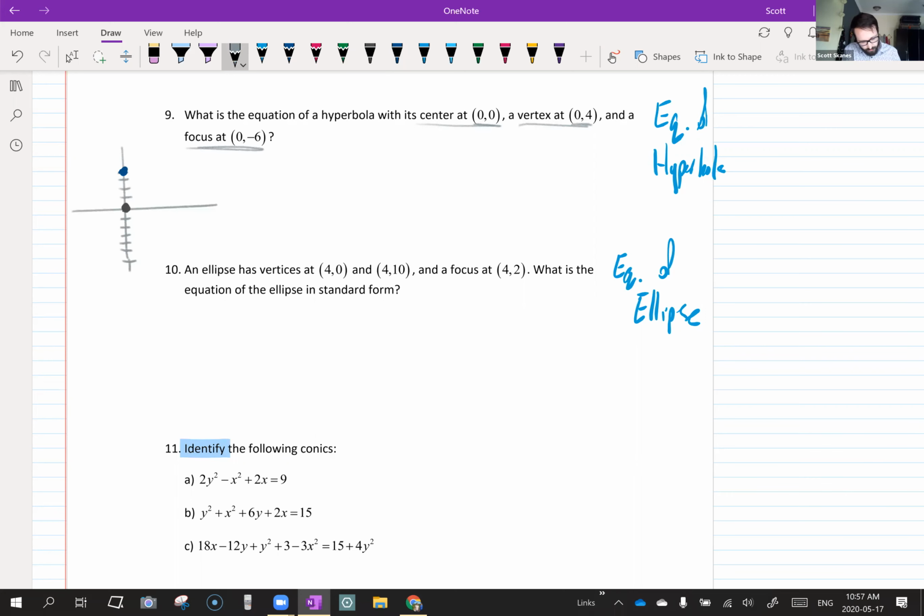That's my focus. That gives us a ton of information. How do we know that? Well, first of all, we're going to have to deal with a hyperbolic form. Is this going to be y squared first or x squared first? Well, I'll tell you, if the vertex is up and down from the center, or the focus is up and down from the center, this is going to be y squared first. So what we need to fill in, we need to do this.